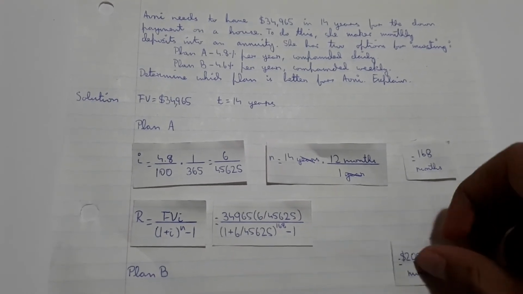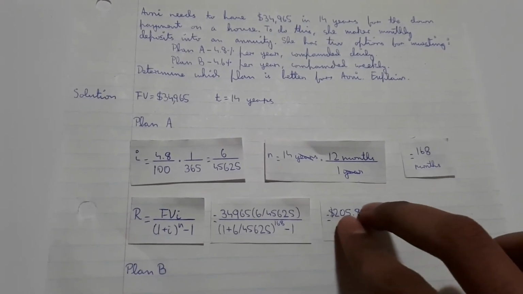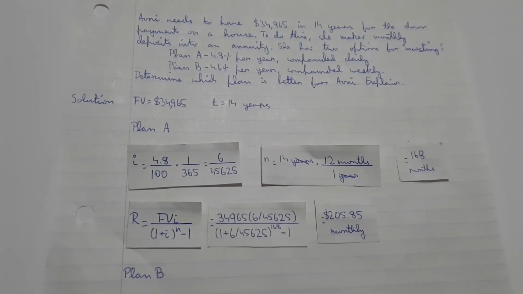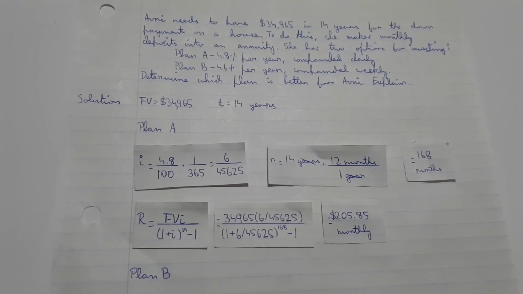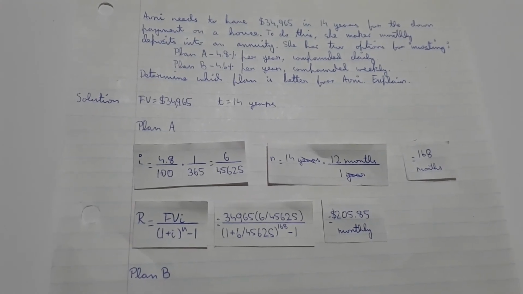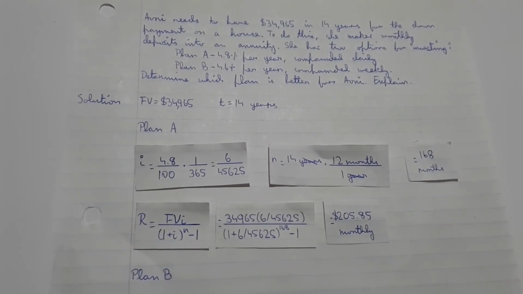And then we simply substitute all of our variables in and we come up with this equation. Once you punch this in your calculator, you come up with a value of $205.85. This is the amount that Avni must pay monthly to have an end value of $34,965 after a period of 14 years with Plan A.